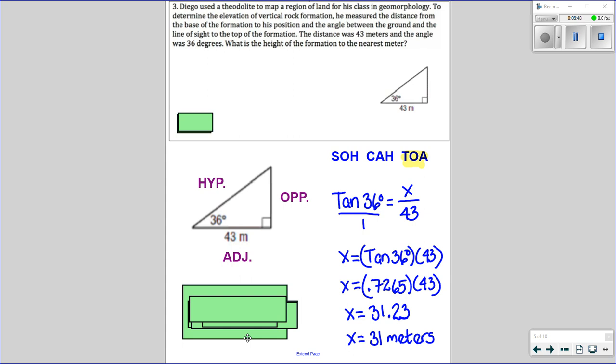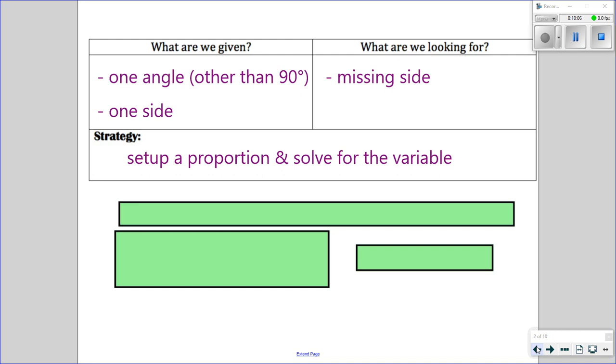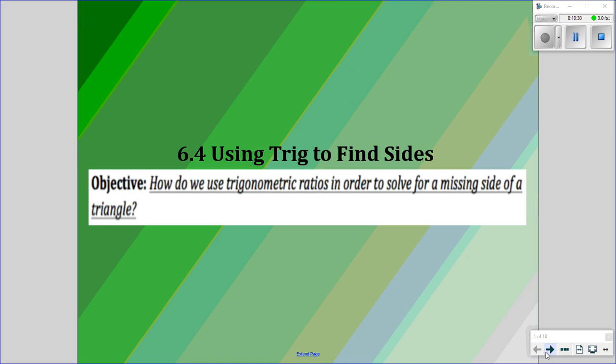So again, you're using the ratios, either SOH, CAH, or TOA, set up the proportions, solve for the missing side, and then get our answer. Right. So I think that was the last of it. Yep. So again, just as a recap, when it comes to using the trig ratios to find whatever missing piece, what is given is an angle other than the 90-degree and a side. What we're looking for is a missing side. And in order to find that missing side, we set up a proportion using the ratio to solve for the variable. And that's using trig to find missing sides.